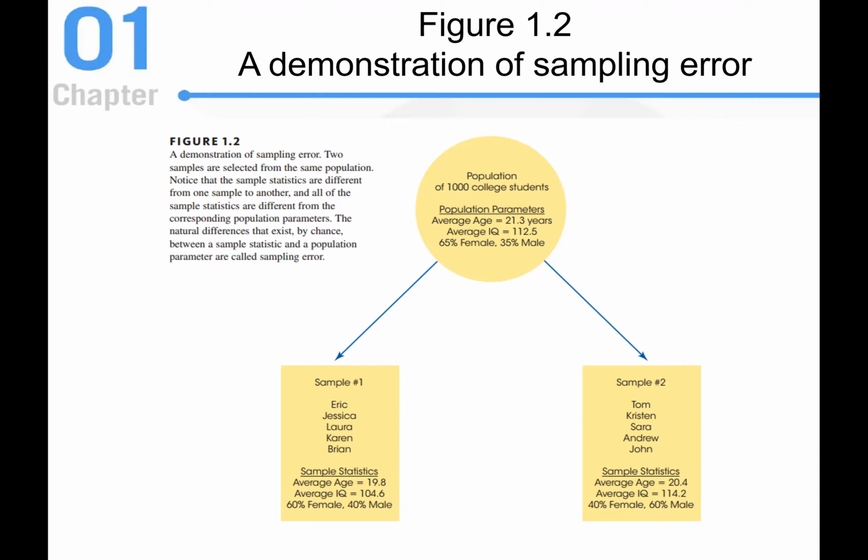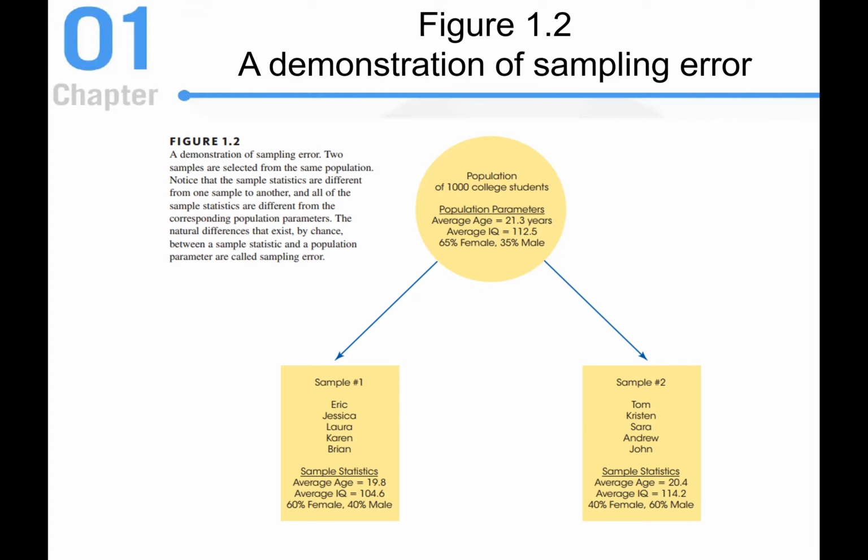I could also look at the difference between the average IQ score for the population parameter and the sample statistic. For sample 1, the average IQ score is 104.6. But when I measured the entire population and got an average IQ population parameter, it is 112.5. Again, that difference between the two is what is called the sampling error.